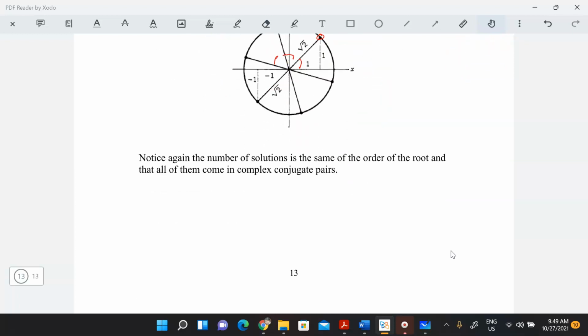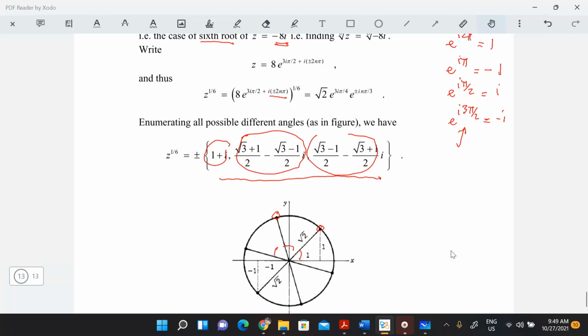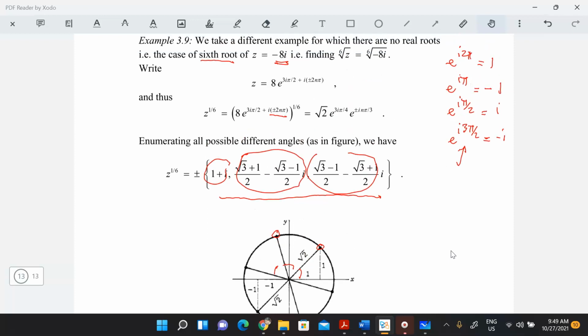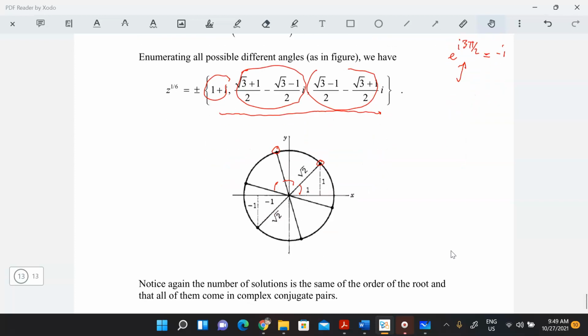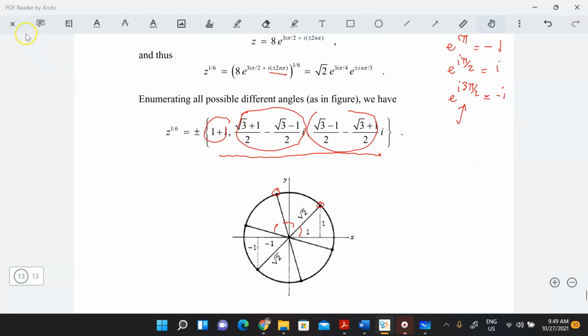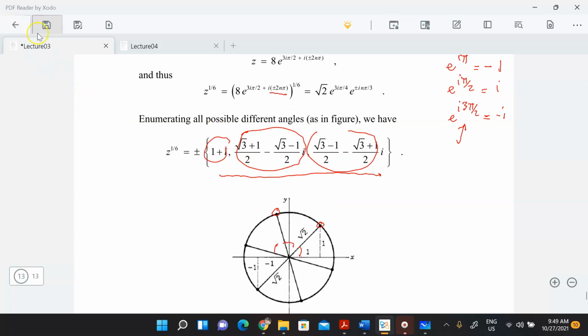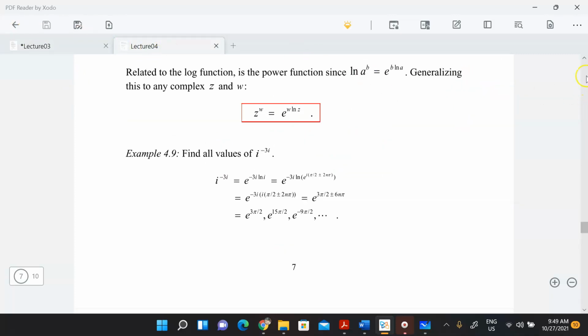Right, I think that's enough for the complex root. How much time do we have? We have about 10 more minutes left. So let me just begin the next lecture so that we'll start off somewhere.